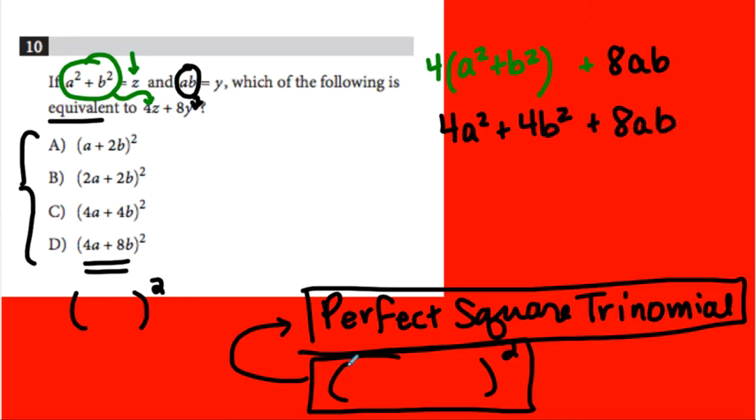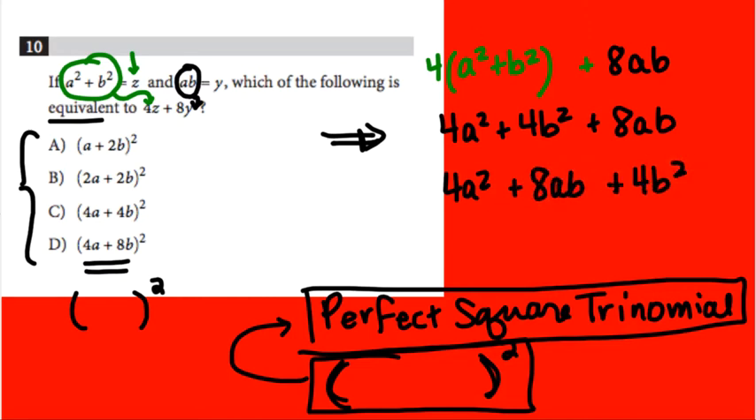Since my answers were squares of binomials, I need to make this look like a perfect square trinomial. A perfect square trinomial needs to be in standard form. That means descending order by exponent on the first variable and rising order on the second variable. So I would have to write this as 4a squared plus 8ab plus 4b squared.